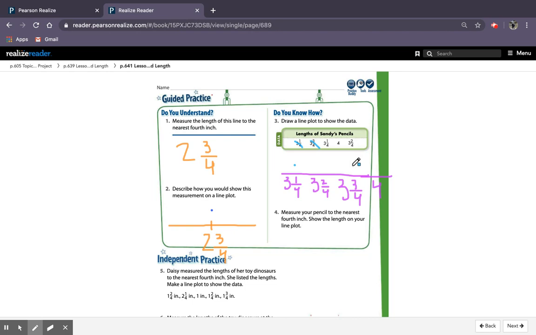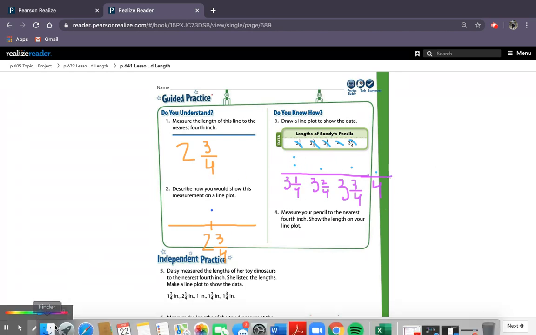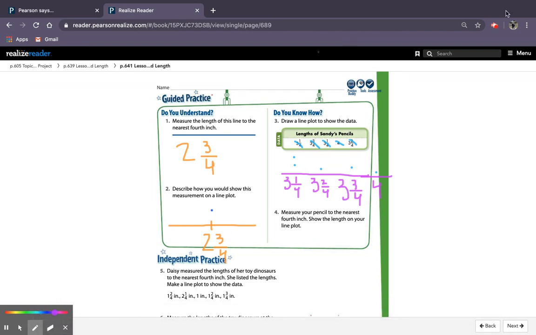3 3/4, cross it off, mark it. 3 1/4, another one, mark it. 4, mark it, and then 3 2/4. So again, I'll try and get that purple color back. I didn't mark my little dashes, but just again, drawing, that's not even kind of close, but that's okay. Drawing a line, and then drawing your dots above that. So it's basically, again, just organizing the data that they have given us.